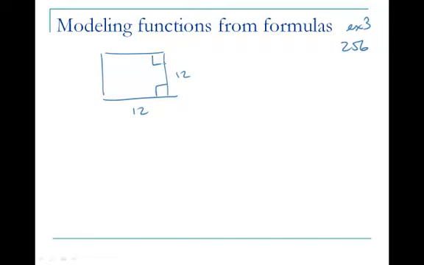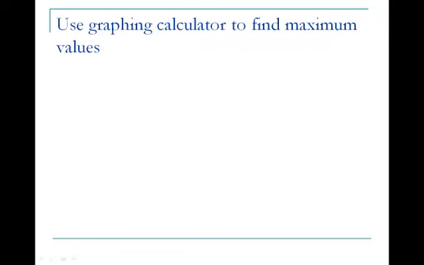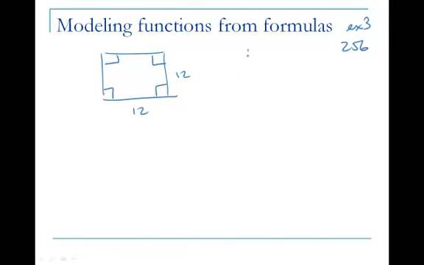So it's going to cut out a corner here. And now we are going to look like this. And then it's going to fold up these corners to create an open-topped box. You can see the picture on page 257. So this is going to be a volume question. Volume is length times width times height.